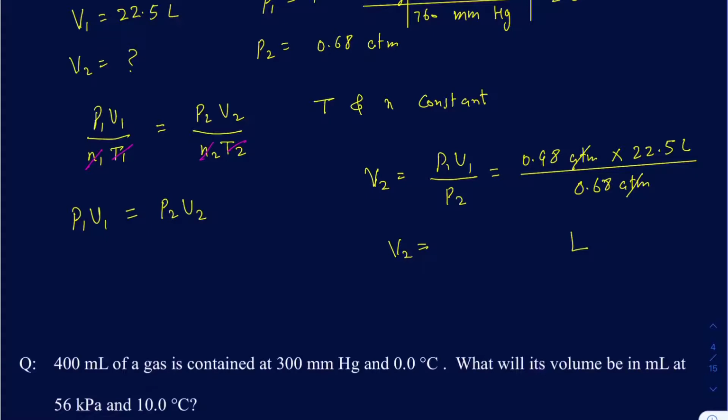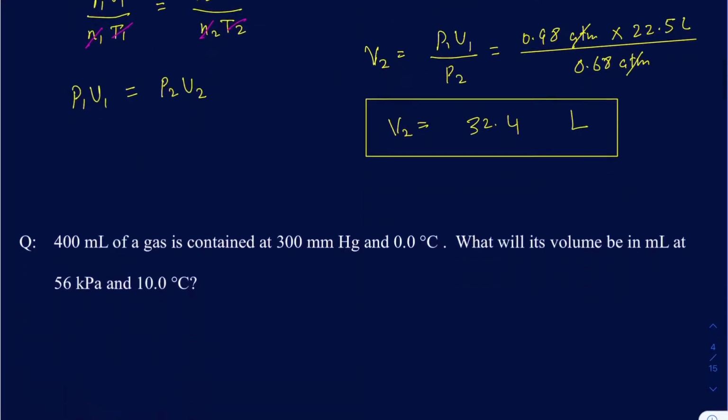So let's do these calculations. We get 0.98 times 22.5, divided by 0.68, and it comes out to be 32.4 liters. What we said earlier holds: if your pressure drops, your volume should go up. So your V2 has gone up to 32.4 from 22.5 liters. That's how you use the combined gas law equation to retrieve the actual equation you need to solve the problem. Okay, let's try another question here.